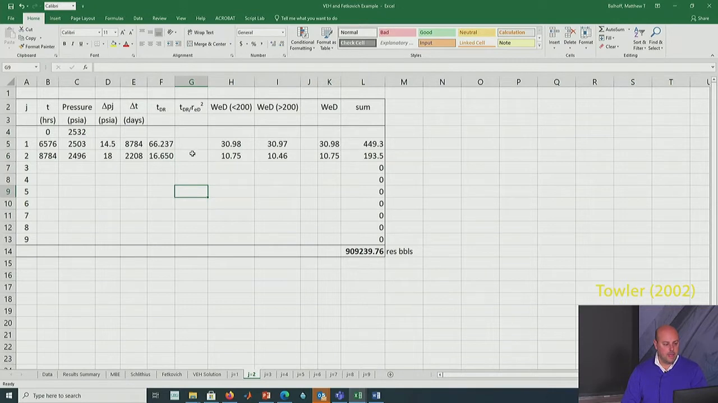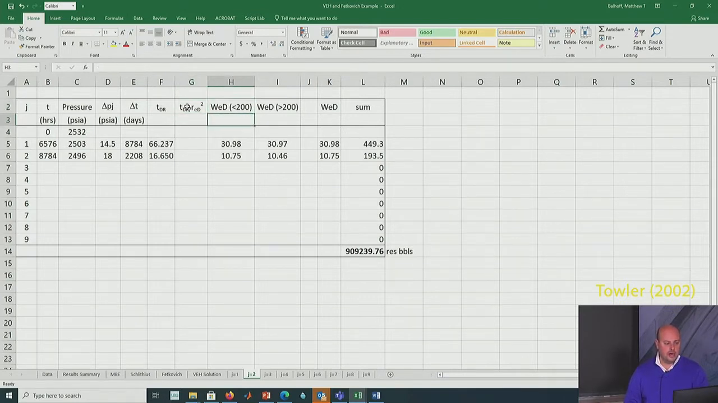I have a column here which maybe I should have calculated, but it's the ratio of the dimensionless time divided by the dimensionless radius squared. That gives me an idea of whether or not it's infinite acting flow or not. It is actually in this problem, and I think I told you that was the case. So maybe that was one of the reasons why I didn't even bother to calculate it, although it's always a good idea to do so if you know what RED is.